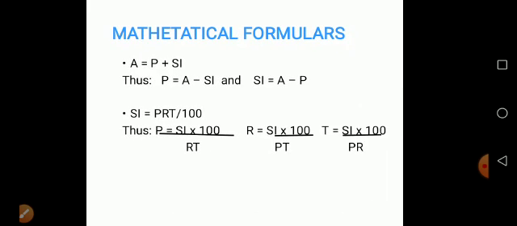Let's look at some mathematical formulas here. You have amount is equal to principal plus simple interest. So that means, thus, we can say principal is equal to amount minus simple interest, and you can also say simple interest is equal to amount minus principal.